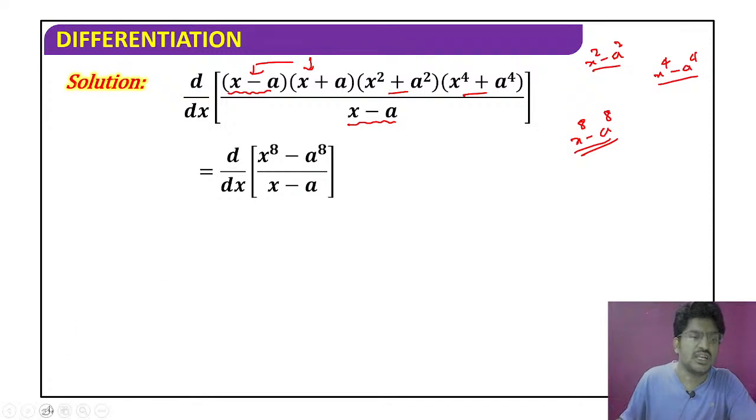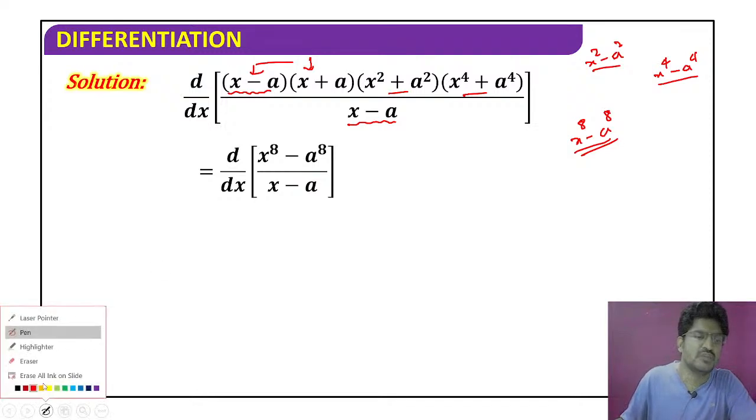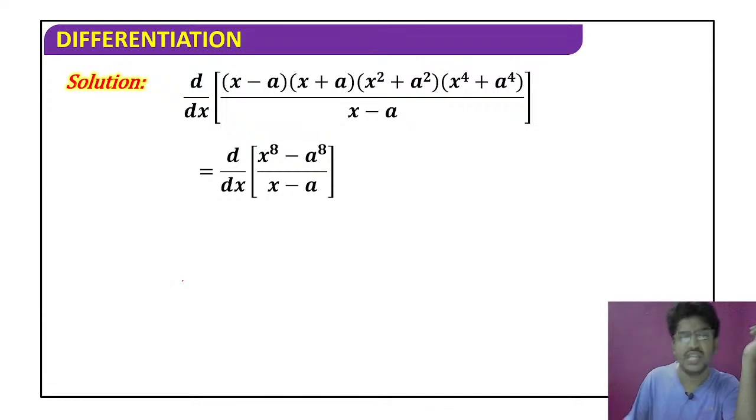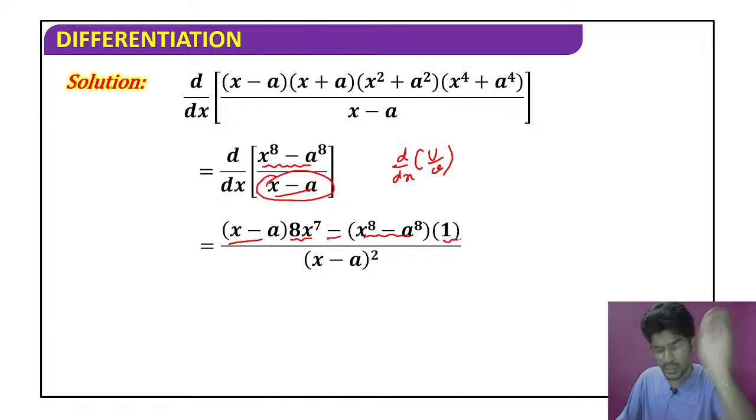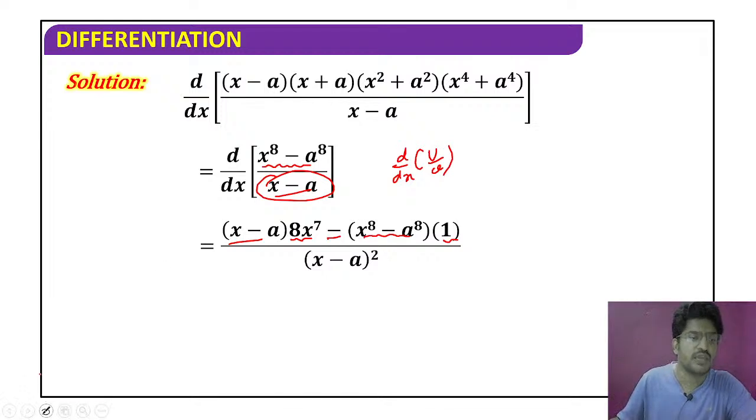Now quickly you can differentiate by u by v rule, and you can get the answer. This is nothing but differentiation of u by v format. Differentiation of x to the power of 8 minus a to the power of 8 is 8 into x to the power of 7, minus x to the power of 8 minus a to the power of 8 as it is, times differentiation of x minus a, which is 1. Okay. So now this is in the u by v form, so I am simplifying. Clear?